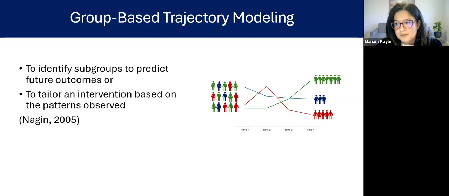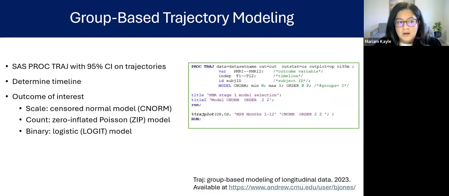It identifies the groups of individuals following, as I mentioned, a similar progression on a certain outcome over time, and also can estimate the covariates or the factors that are affecting not only whether they are part of a group membership, but also the shape of their trajectory over time. And so the way I've used SAS, I understand there's a Stata package as well for group-based trajectory analysis, but I've used the SAS procedure with 95% confidence interval on trajectories.